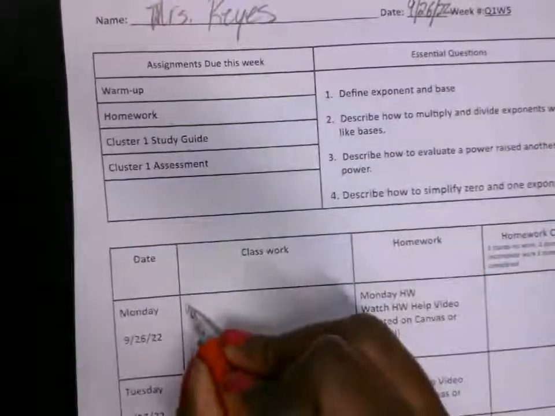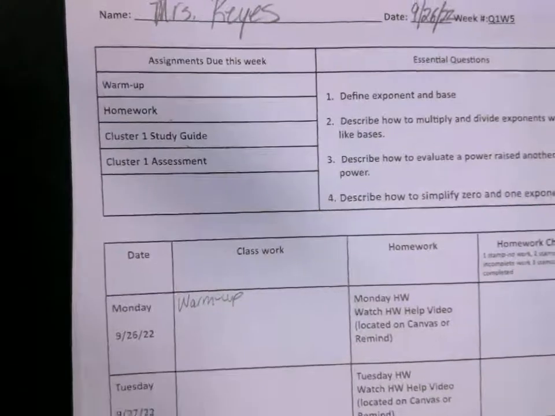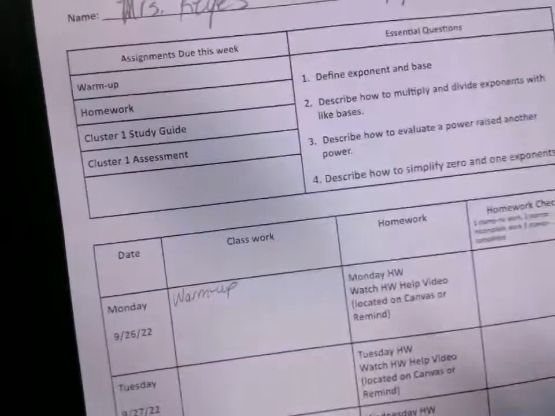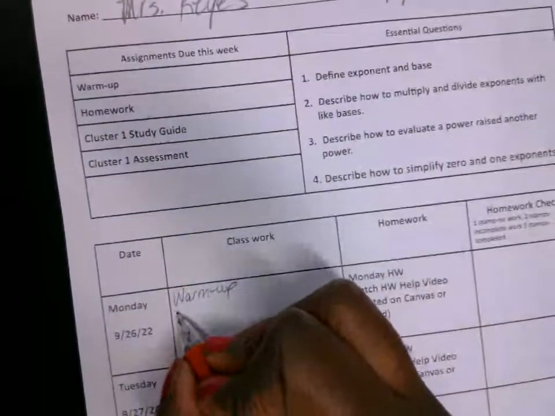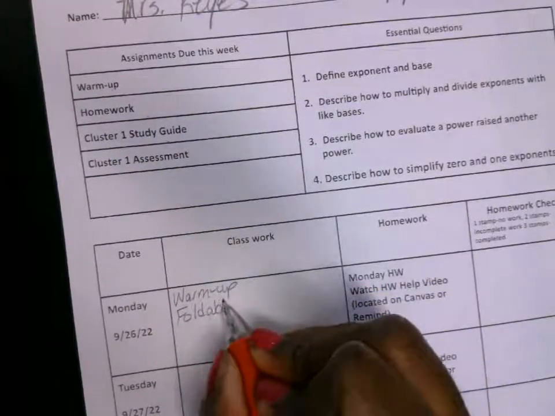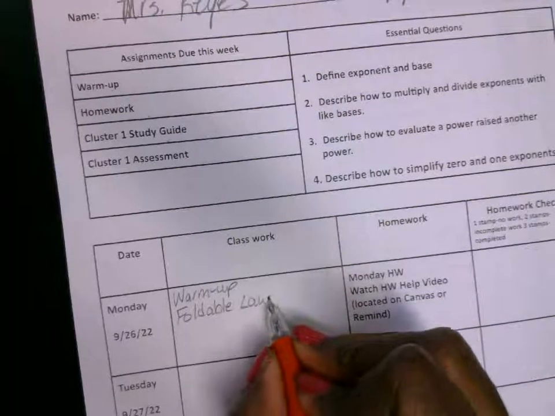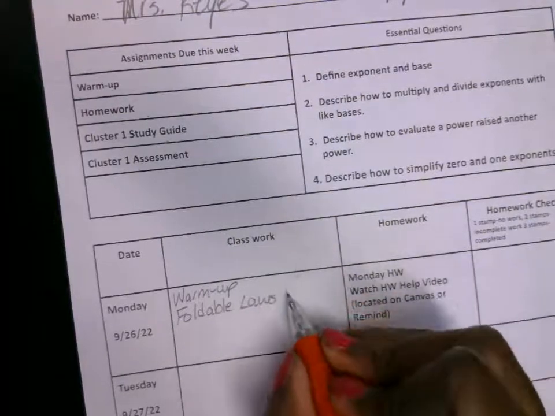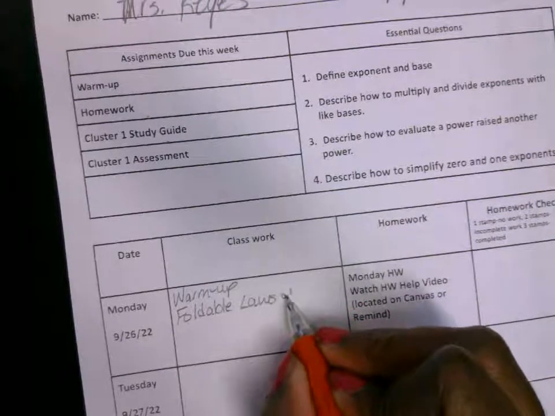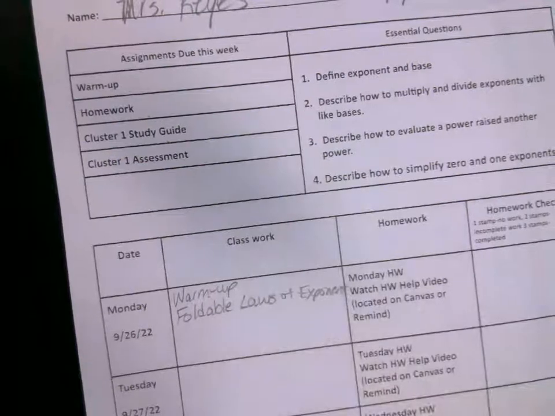Monday, we're going to go over the warm-up. If you haven't started the warm-up, I'm going to give you a couple minutes to start that warm-up and complete it. The agenda is on the side board. We have a foldable that we're going to do on laws of exponents. We already folded. We started the foldable. We didn't finish it, so we're going to finish laws of exponents foldable and paste it into our notebook. Okay.